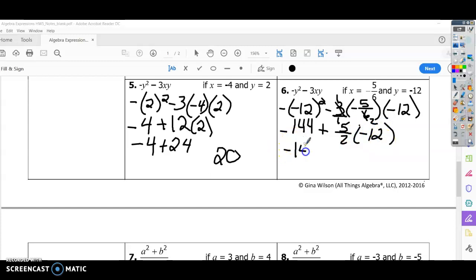Now, you can use a calculator, but I really encourage you to try to use just some normal brain power to get some of these answers. So 5 halves is 2.5 times. So basically I need to take negative 12 and multiply it 2.5 times. Well, twice negative 12 is negative 24. And then half of negative 12 is negative 6. So negative 24 and negative 6 become negative 30.